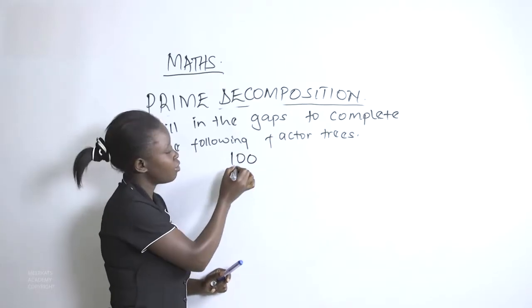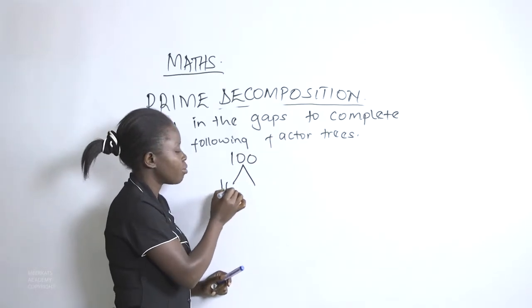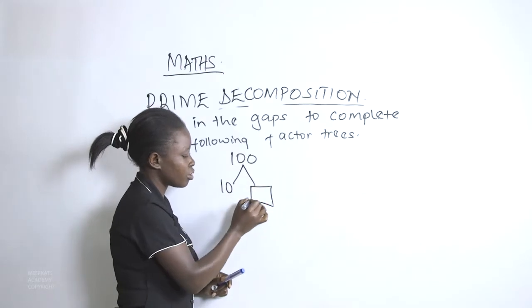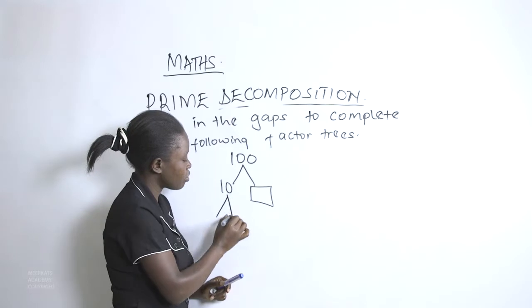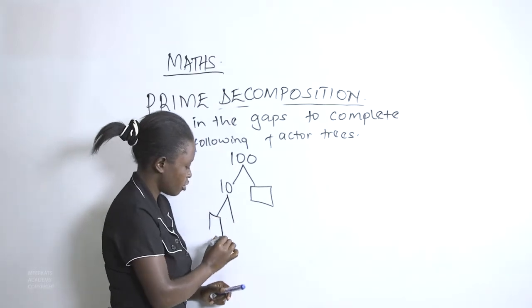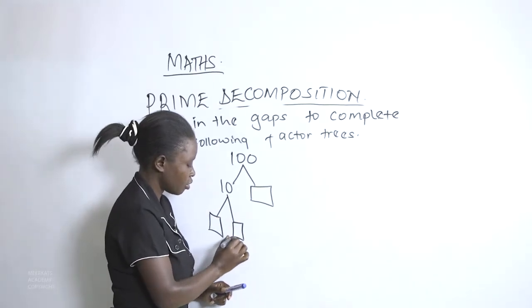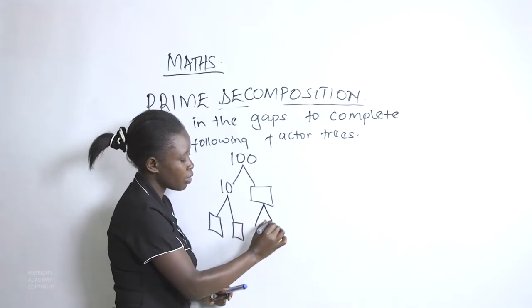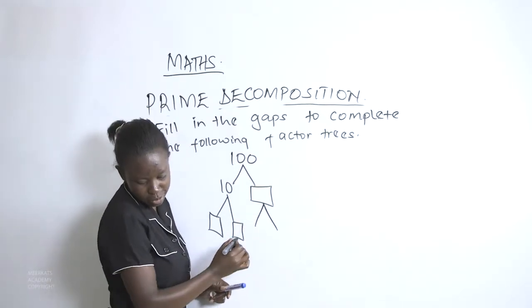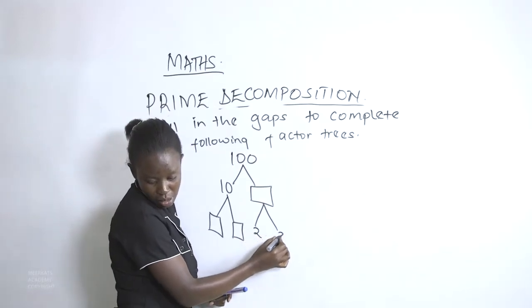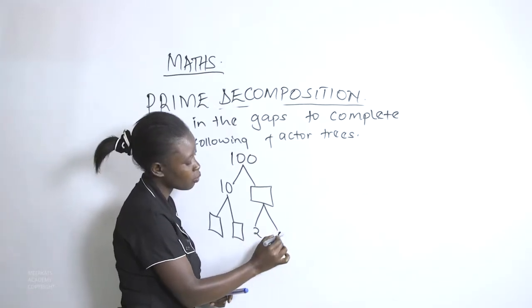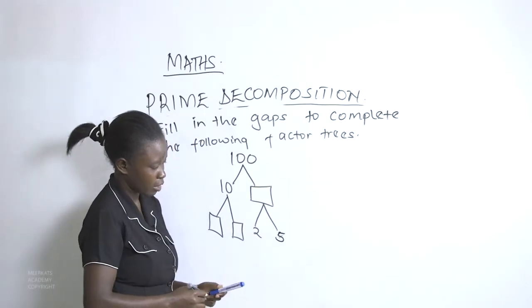We have another number that is 100. Then the 100, we have the number 10 and that gap. Then from there, we have 2 gaps. These 2 gaps have 2 numbers that need to be filled in. Then next we have this gap, which has 2 times 2 and 5 as the numbers that are here.